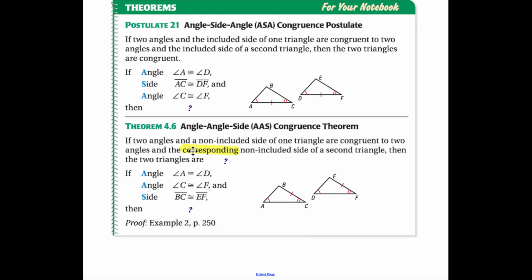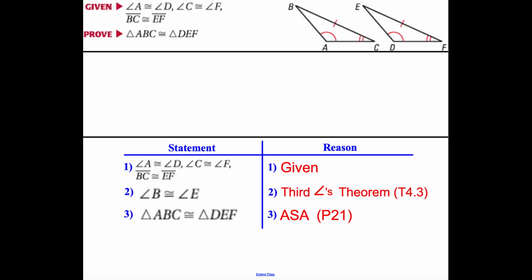And then right after that, very connected to it, is theorem 4.6, which tells us that even if the side is not between the two angles, even if it's AAS, it still works. You still get congruency, and that's a theorem. That's one of the only theorems in congruency. But these two are very closely related, and the reason why is because, as this proof shows, the third angles theorem. So this proof just says, hey, let's start with ASA. So, or I'm sorry, AAS. So we have two triangles up here that have AAS.